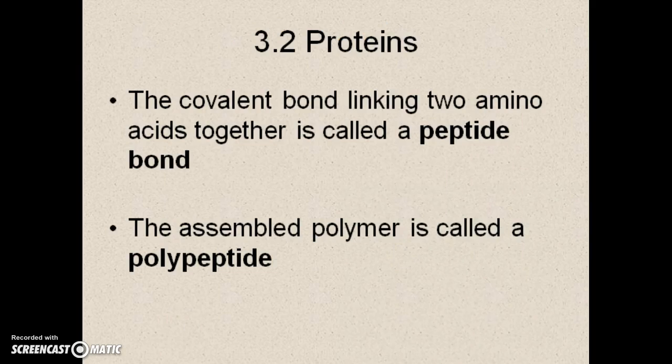When two or more amino acids are held together by a peptide bond, there you have protein. That was a goofy joke, I know.